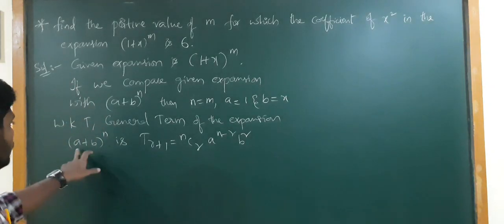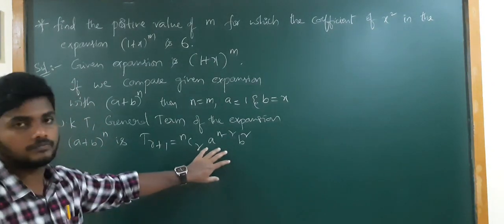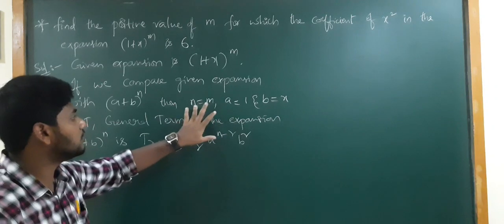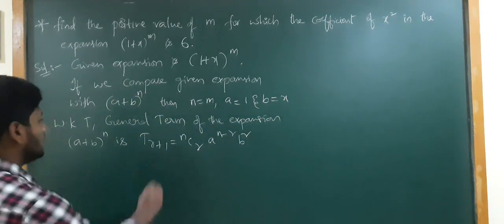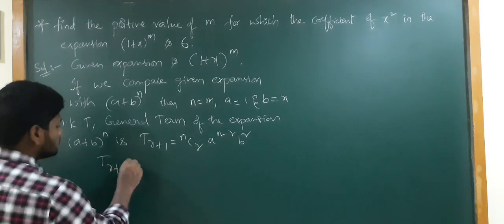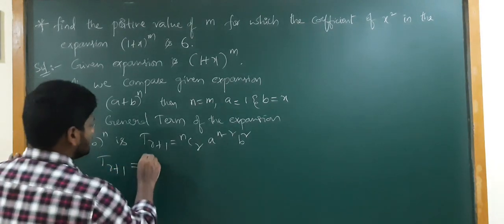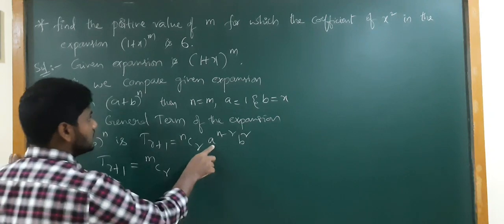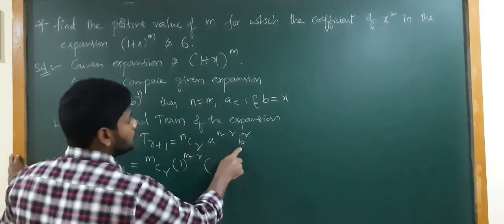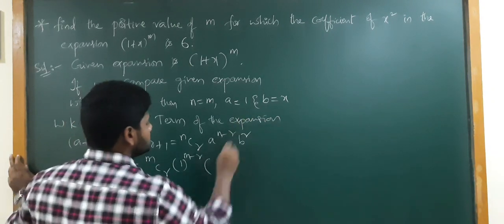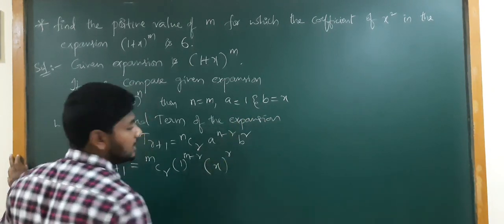Now instead of a, b and n values here, we will substitute m in the place of n, 1 in the place of a, and x in the place of b. So it will become T r plus 1 is equal to, what is n? mCr. What is a? 1. 1 to the power of m minus r into b. What is b? b is x to the power of r.